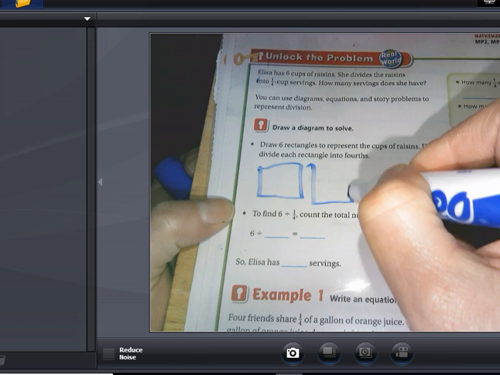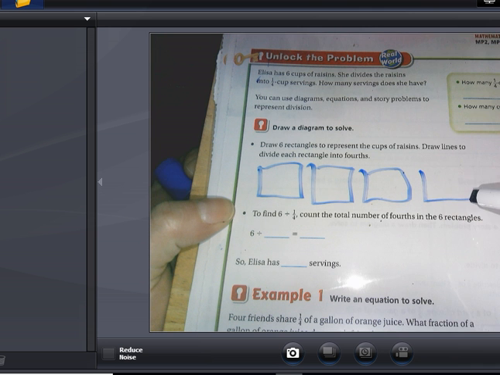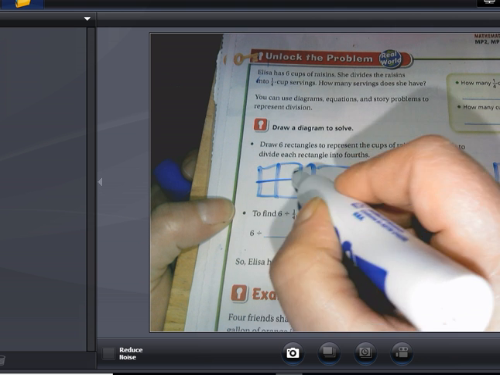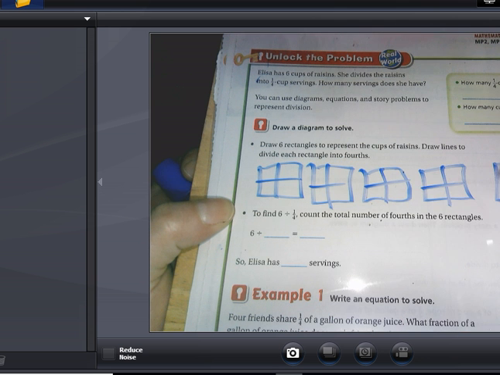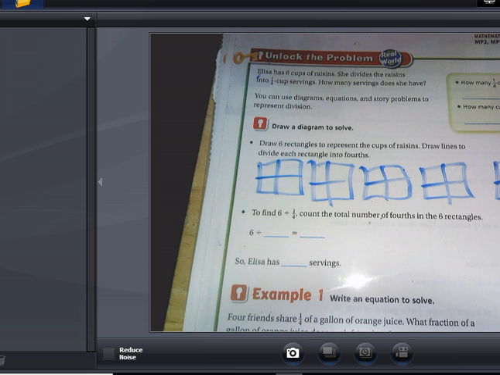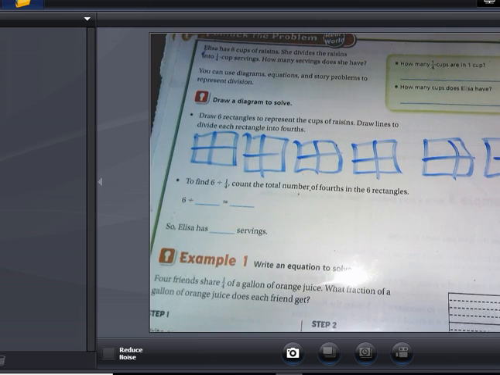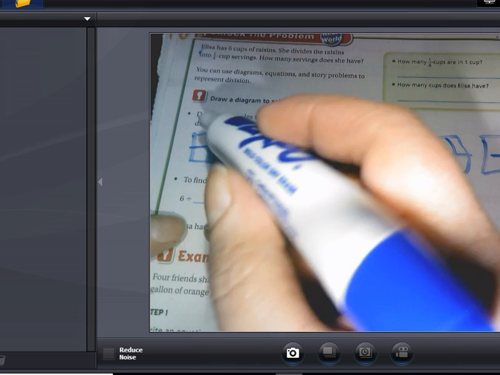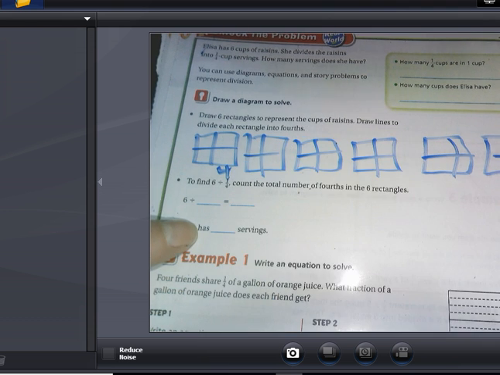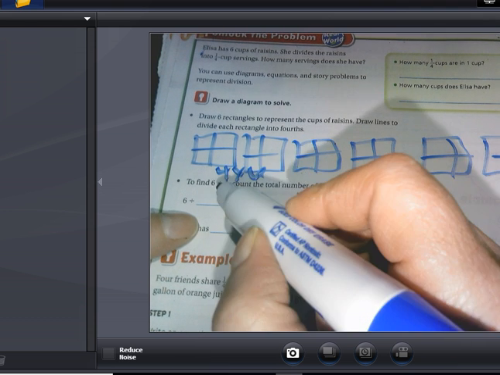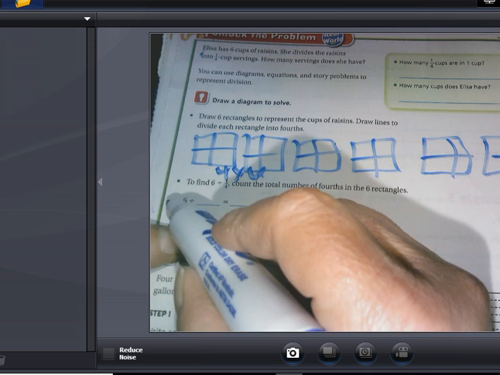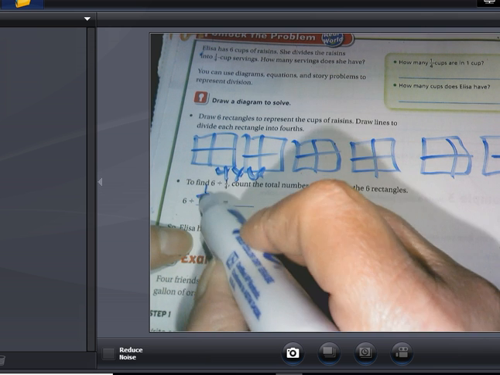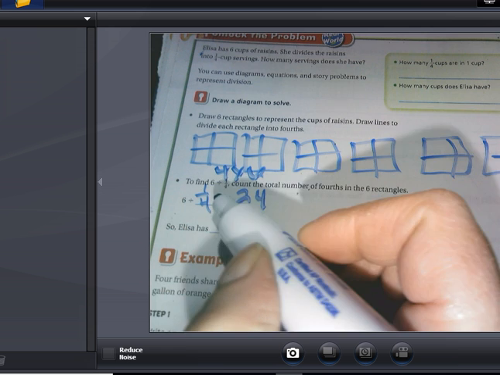So I have 6 cups sitting here, and I'm going to divide them into fourths. And I'm going to ask myself, how many equal parts do I have when I divided them into fourths? And I'm going to work smarter, not harder. I have 4 here and I have 6 equal groups of 4. So 4 times 6 equals 24. So I know 6 divided by 1/4 equals 24. So she has 24 servings.